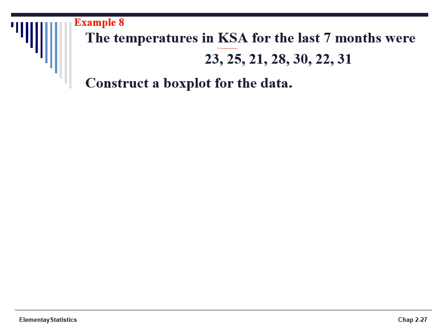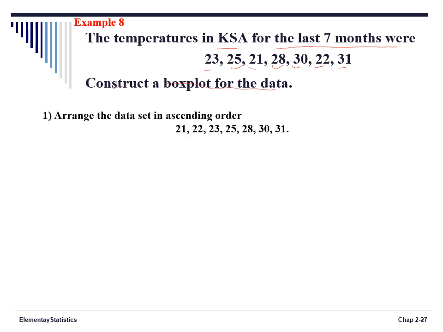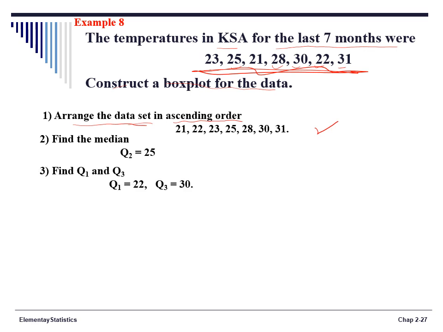The temperatures in Saudi Arabia for the last 7 months were 23, 25, 21, 28, 30, 22, 31. And it says construct a box plot for the data. So you need to write the 5 number summary first. In order to do it, first you arrange the data. This is not arranged, so arrange the data in ascending order. Then find, for the 5 number summary, we need Q2, we need Q1 and Q3, and the minimum and maximum.